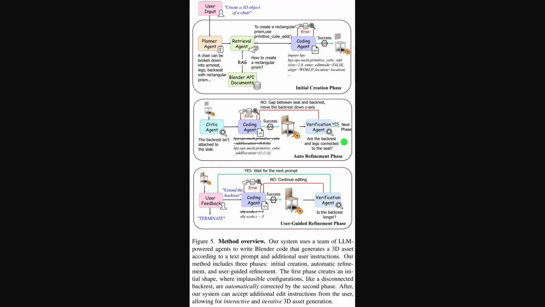Now we zoom into the method overview. 3 panels show the pipeline from text to editable 3D code and renders. The top lane depicts planning, retrieval from Blender docs, then coding to produce the first mesh. Moving on, the middle lane adds automatic checks, a critic flags issues, and verification confirms fixes. Finally, the bottom lane illustrates user-guided refinement, where a short instruction tweaks parameters, and the verification step ensures the change sticks.